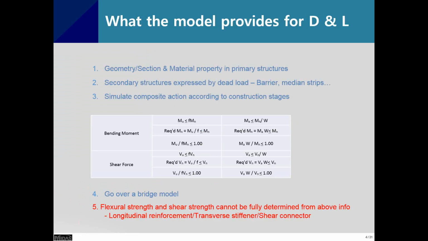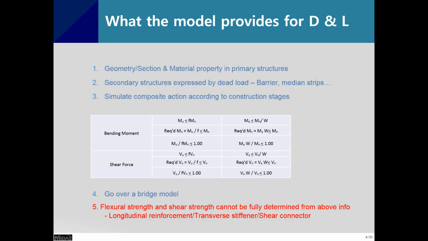So more specifically, what modeling informations are there for the design check and load ratings? First, when you create a bridge, you have the geometry, like a layout and section and material property in primary structures, such as steel girder and cross frames.